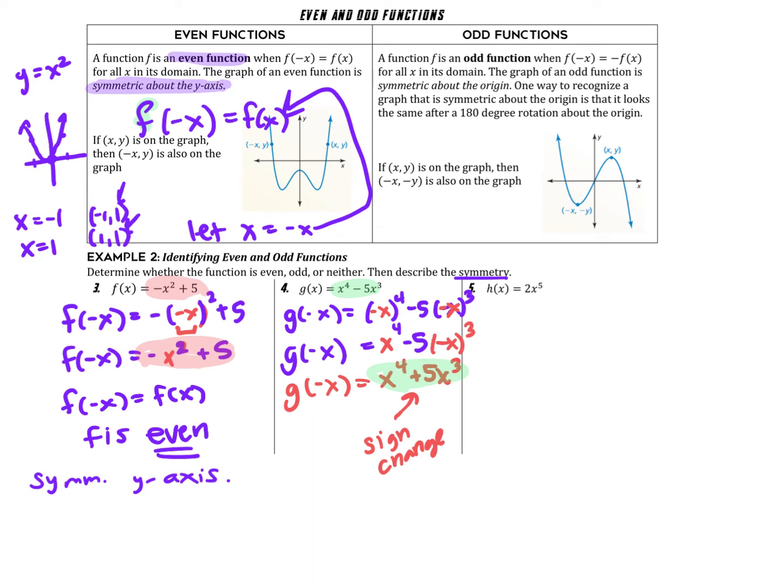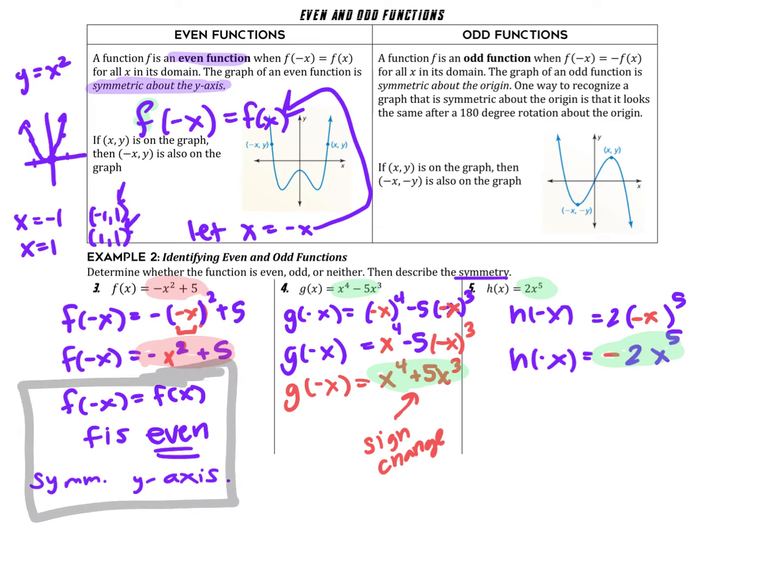If you didn't already pause the video and try number 5 on your own, do it now. All right, h of -x is going to equal 2 times -x to the 5th. What happens when I put -x to the power of 5? The negative is going to stay because it's an odd exponent. So this is going to be h of -x is equal to -2x to the 5th. And I'm asking myself, is this identical to this? And no, it's not. So the only problem that's even is the first one. Because when we plug -x in, we get the exact same function that we started with.